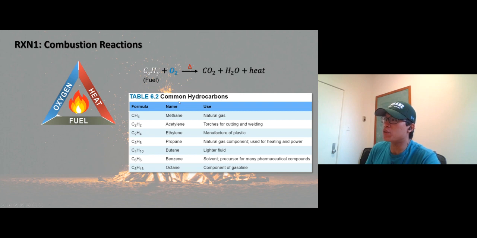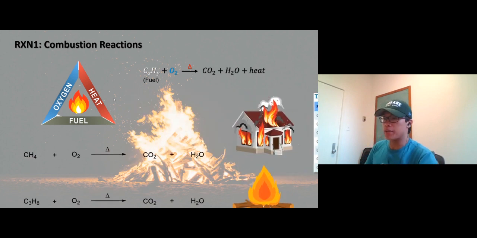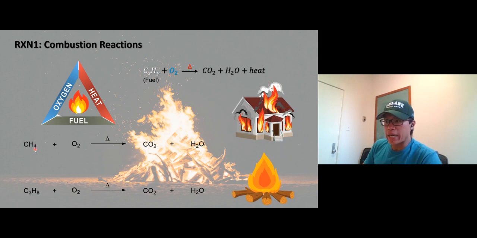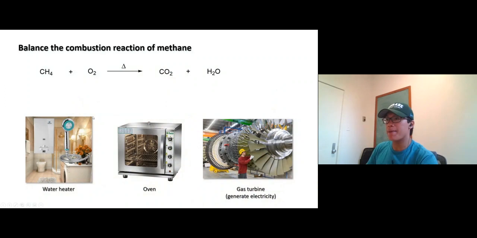Okay, the common hydrocarbons or fuels we have: methane, acetylene, ethylene, propane, butane, benzene, octane. You probably have heard some of these before. Same thing when burning methane or propane. You need oxygen gas, fuel, and then heat. Let me give you some examples. Methane is a fuel used in water heaters, ovens, and gas turbines. Same thing: you want to make a fire, so you need fuel, oxygen, and heat.